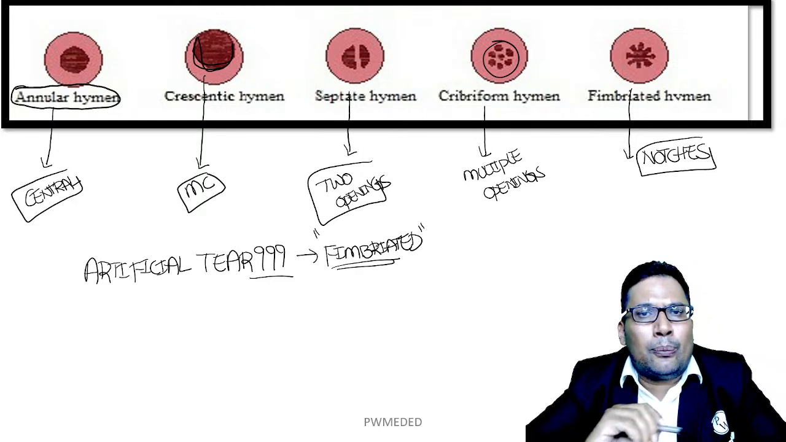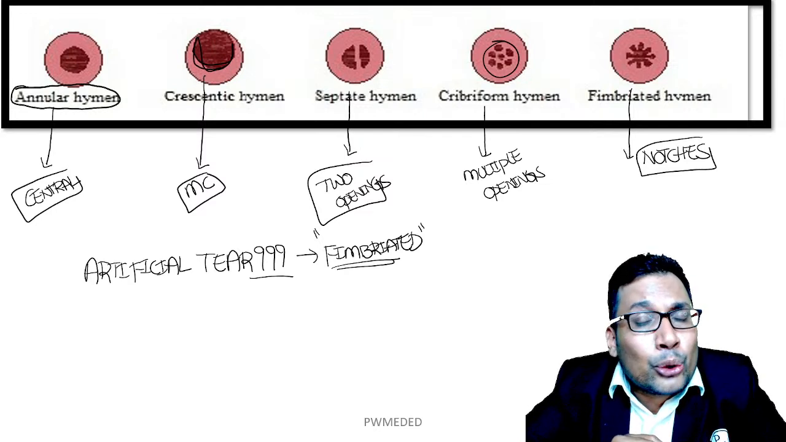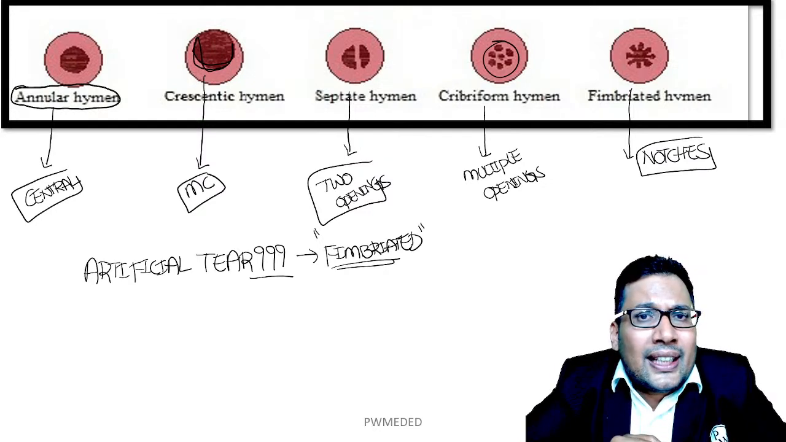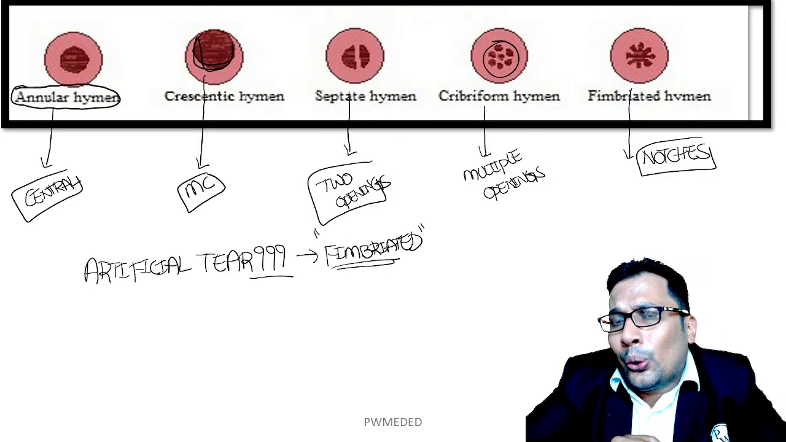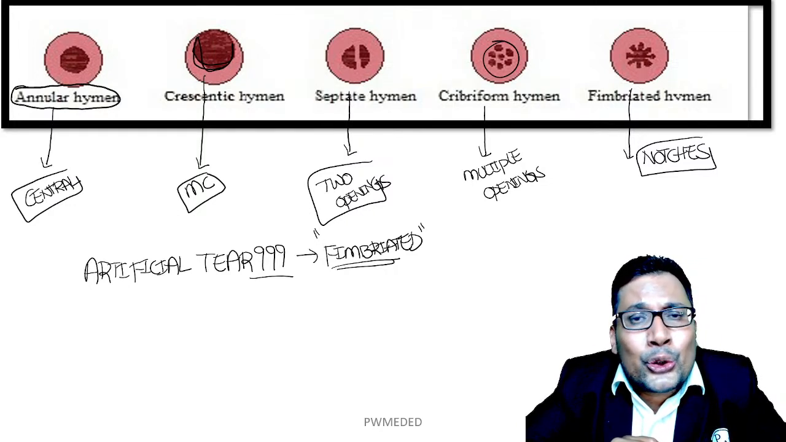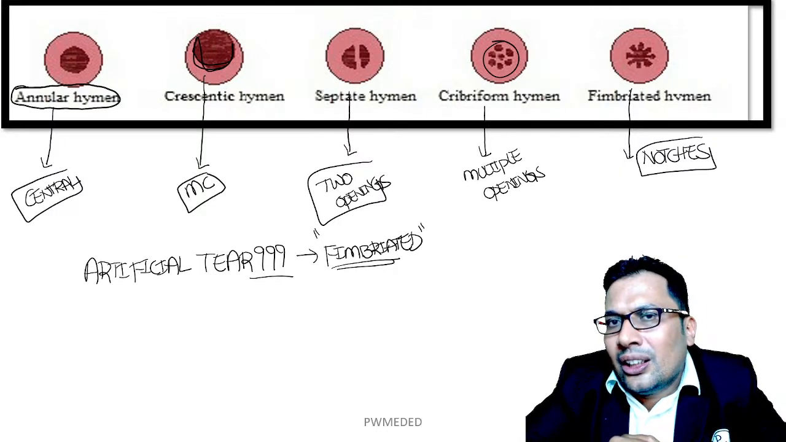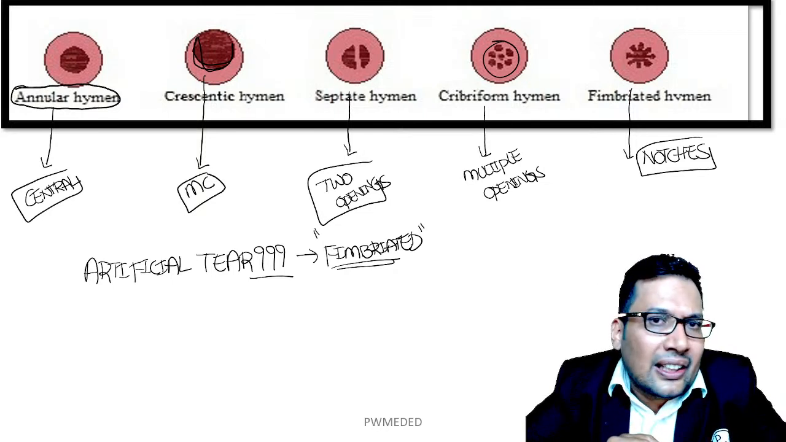Good. One more point, remember, the most common site of hymen tear is posterolateral. So in case of rape due to penetration of the penis, the most common site is posterolateral. If it is finger penetration, the most common site is anterior.